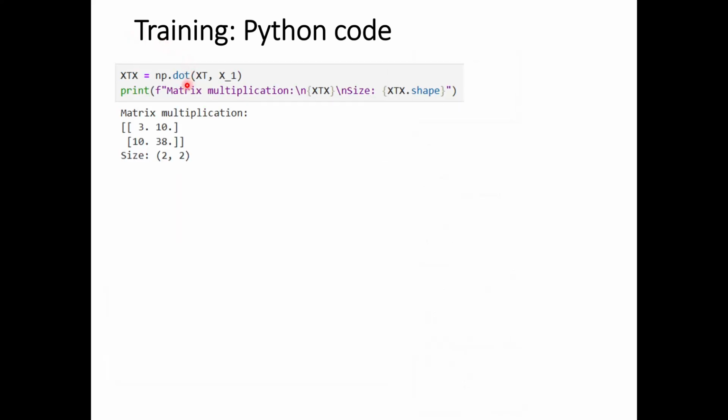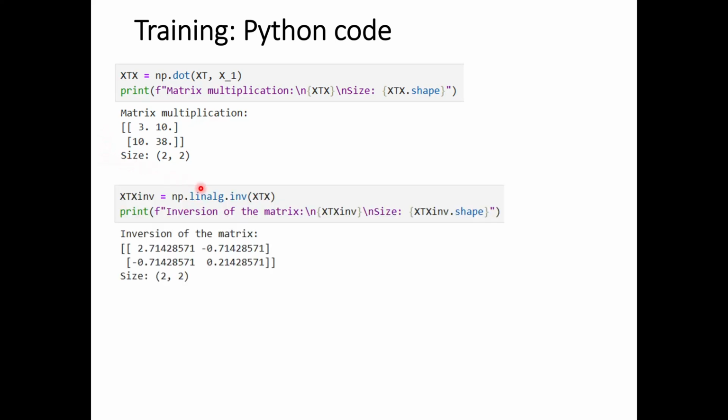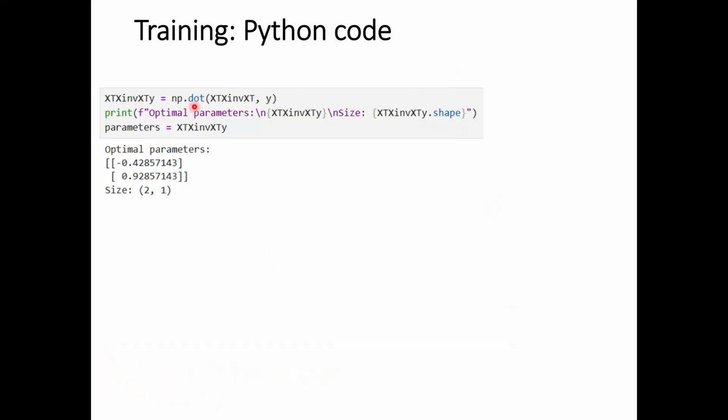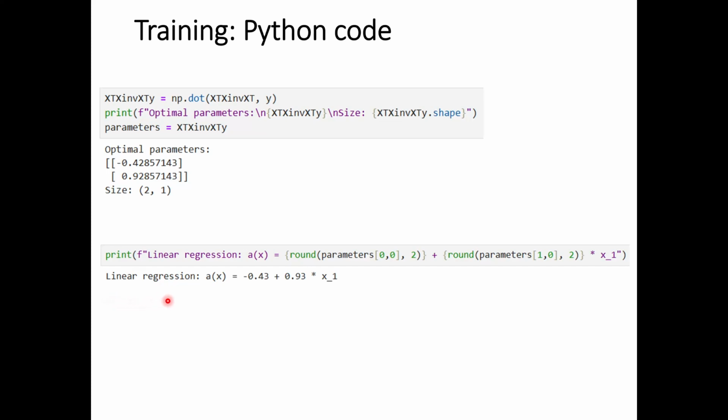We calculate the multiplication of the transposed matrix and design matrix. Next, we calculate the inversion of the previous matrix. And then we get the multiplication of it with the transposed matrix. Then we need the multiplication of the last matrix with target vector y. The result is the optimal parameter vector. When we have the model parameters, we can write down the linear regression model.